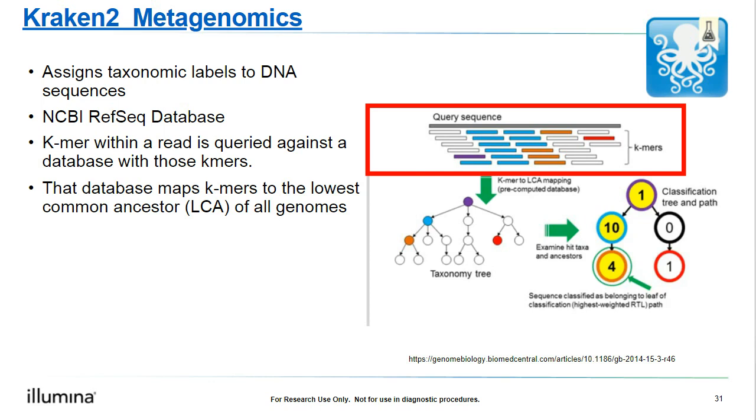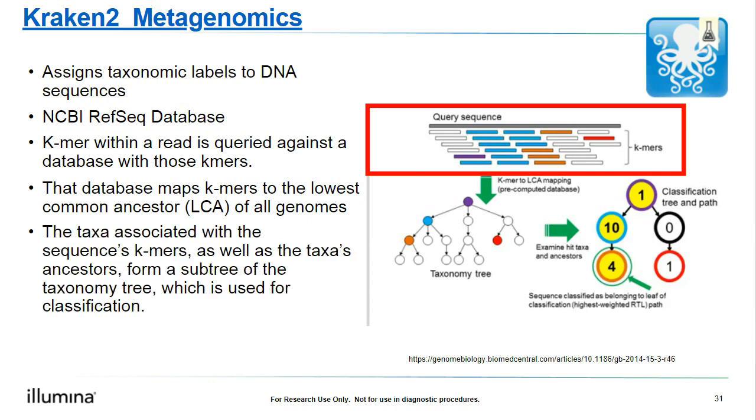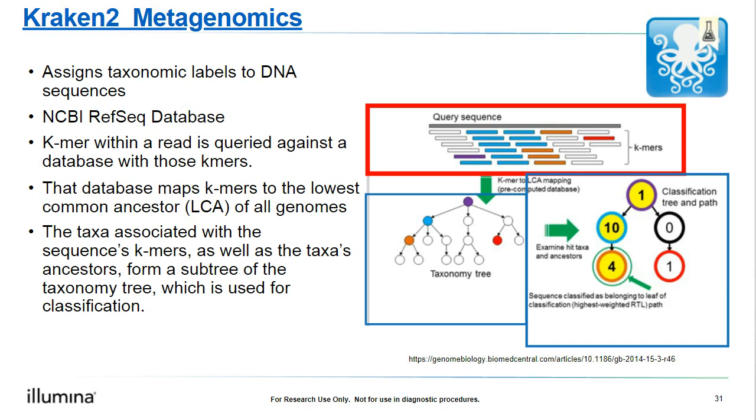The sequences that have no k-mers in the database are left unclassified by Kraken. The taxa associated with the sequence k-mers as well as the taxa ancestors form a subtree of the taxonomic tree, which is used for classification. In the classification tree, each node has a weight equal to the number of k-mers associated, and each root-to-leaf, or RTL, path in the taxonomic tree is scored by adding all the weights in the path. The maximal root-to-leaf path in the taxonomic tree is called the classification path, which is the one highlighted in yellow here.